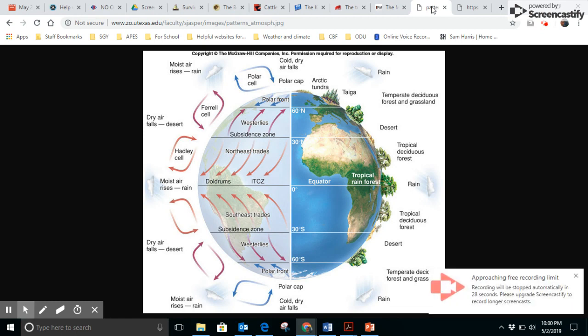And a taiga is an area that is a colder forest, and then you have an Arctic tundra, and that's going to be a cold desert. So these are some of the biomes that you should be familiar with and know about.